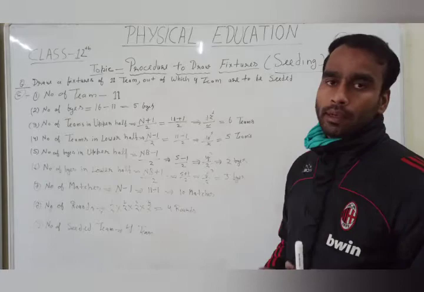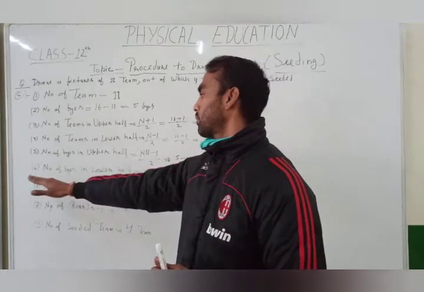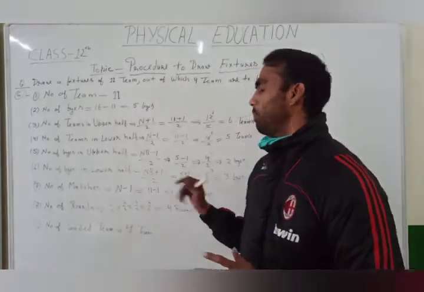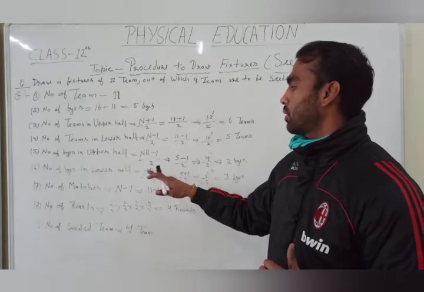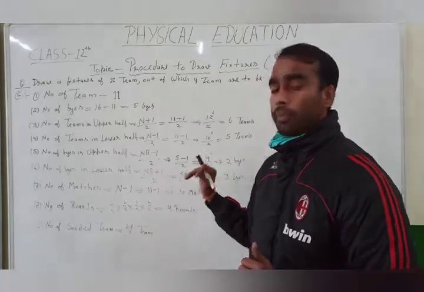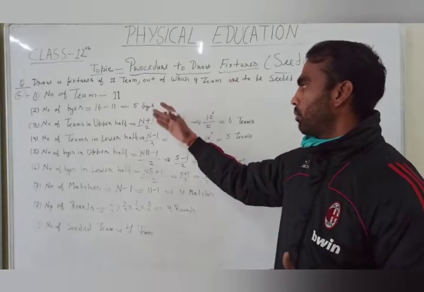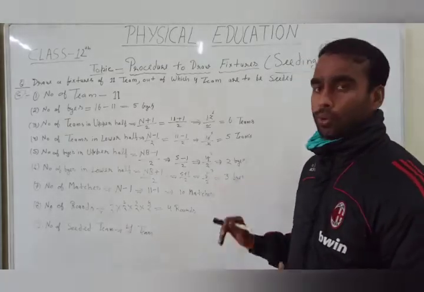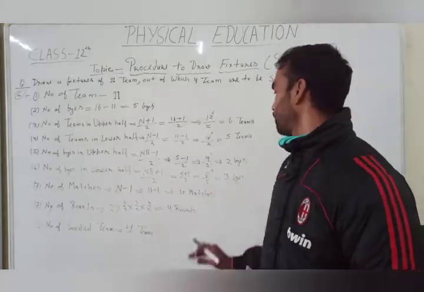Okay, so in the upper half there are 2 byes. Next, step number 6 is the number of byes in the lower half. In the lower half the formula is (NB plus 1) upon 2. Okay class, there is a plus sign for the total number of byes in the lower half. So the total number of byes is (5 plus 1) upon 2, equal to 6 upon 2, so it's equal to 3 byes. In the lower half there are 3 byes, in the upper half there are 2 byes.